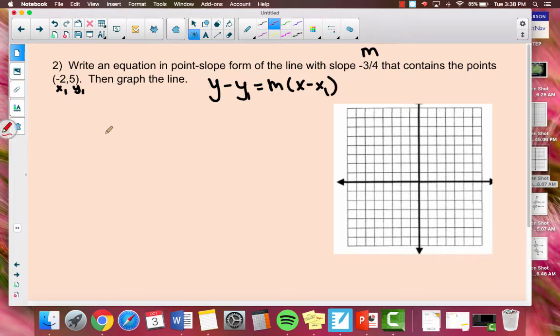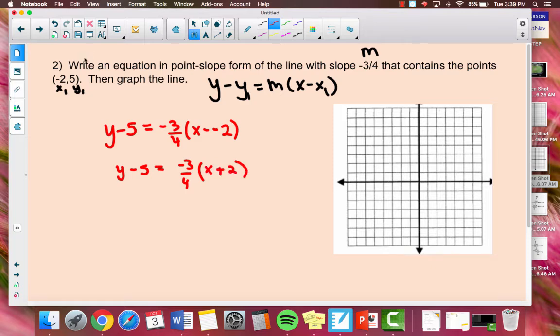So when we do that, we'd have y minus our y value, so minus the 5, equals our slope, which was -3/4, and then in parentheses x minus the x value, so minus a negative. So notice there's two negatives here. Two negatives always turn into a positive. So we could rewrite this as y minus 5 equals negative 3/4, and then instead of x minus negative 2, I can change it to x plus 2. So notice when I look at this equation, my 5 was positive, now it's negative. My negative 2 was negative, now it's positive. So the x's and y's change signs.